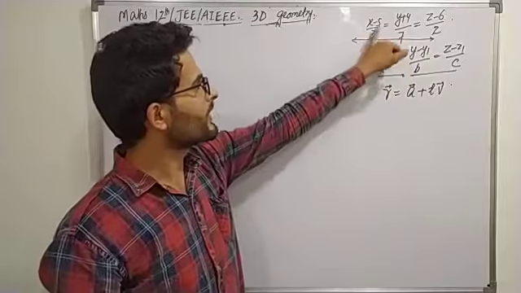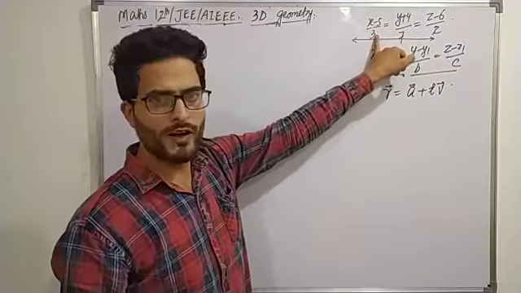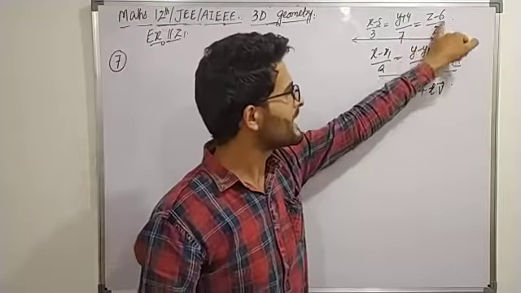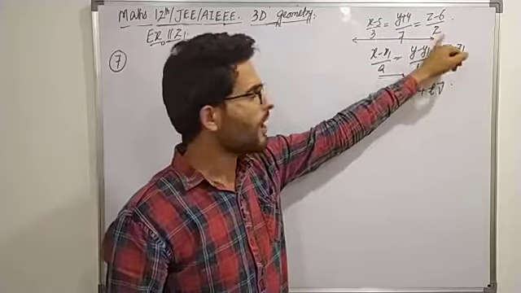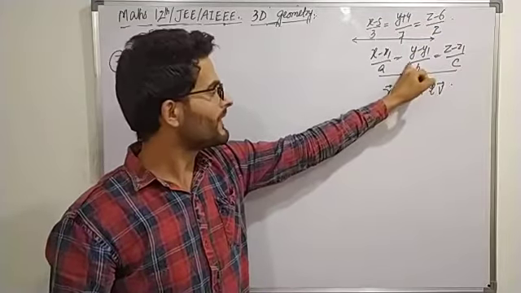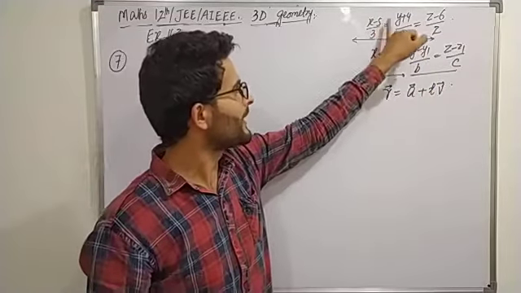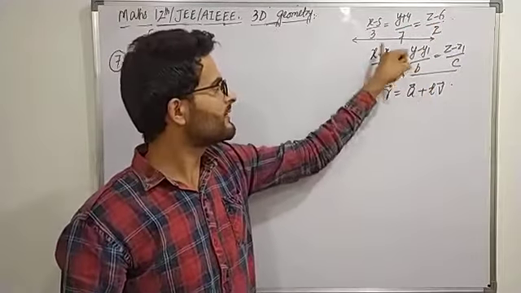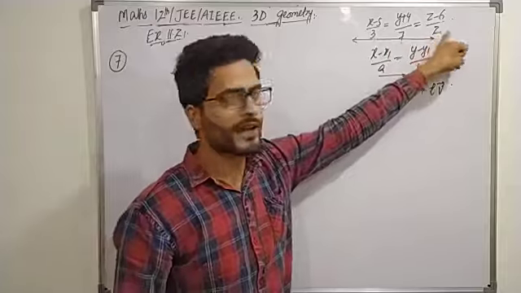Since the equation is x minus 5 divided by 3 equal to y plus 4 divided by 7, and that's equal to z minus 6 divided by 2, on comparing this equation with the equation of line in Cartesian form, we will get that this line passes through the point 5, minus 4, 6 and is parallel to a vector with direction ratios 3, 7 and 2.